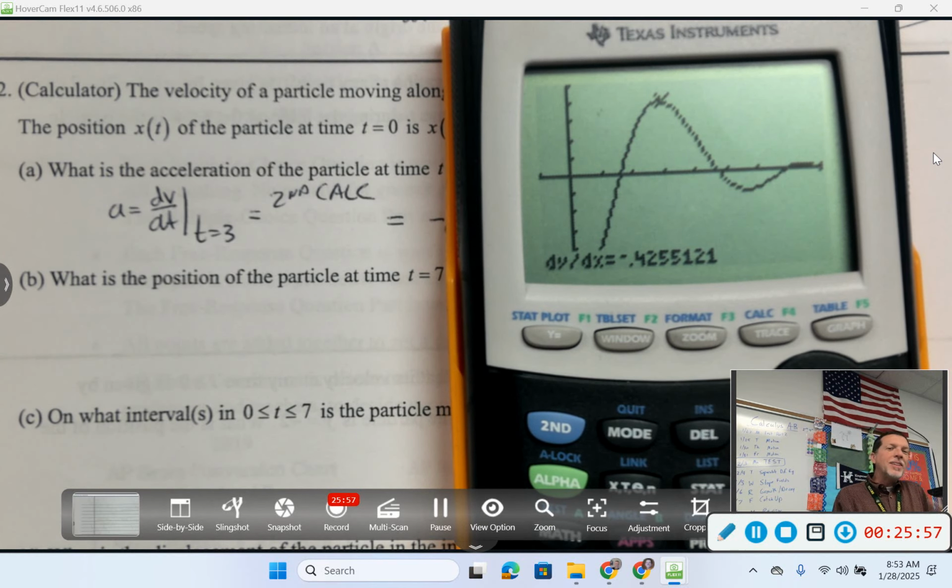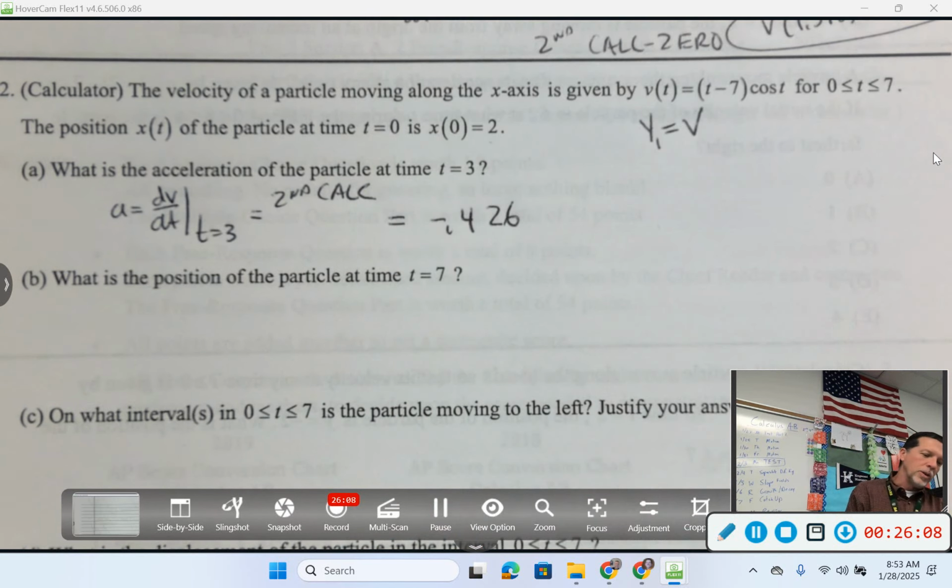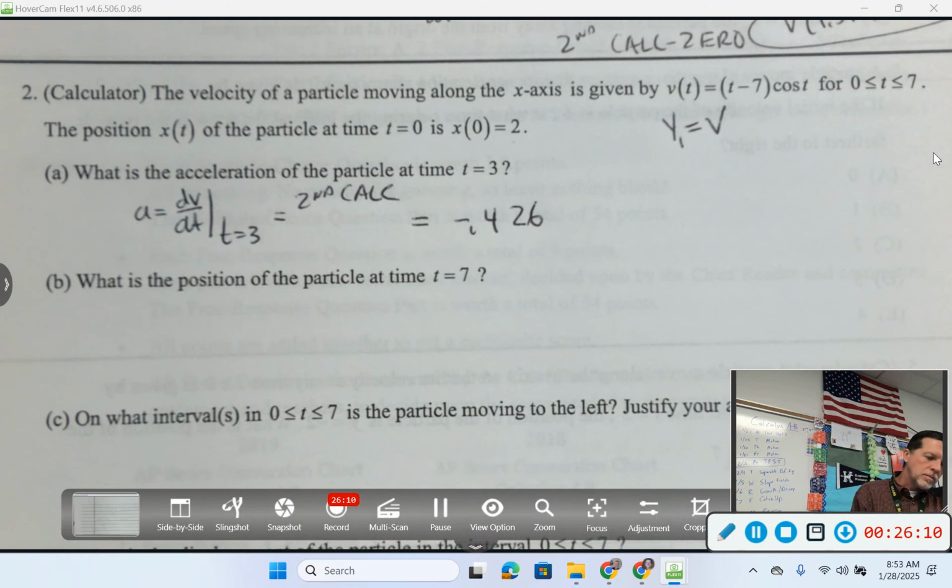So, I mean, it tells you dy dx, but we know that slope of that graph is acceleration. The calculator doesn't know we're doing a velocity acceleration problem, but it does know how to do a derivative. All right, part B. What is the position of the particle?